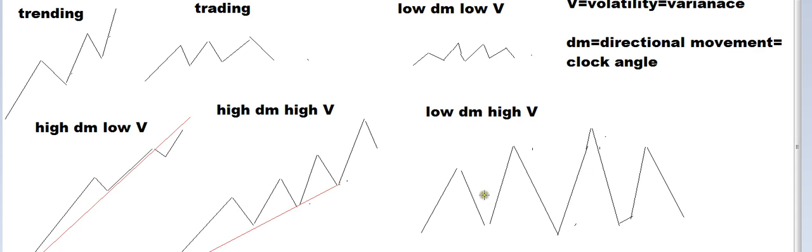Now over here, this is more characteristic. These two I would consider a trading market or ranging market. These are obviously trending markets.